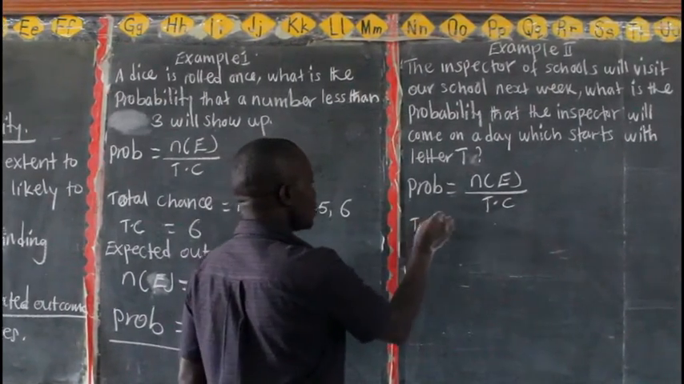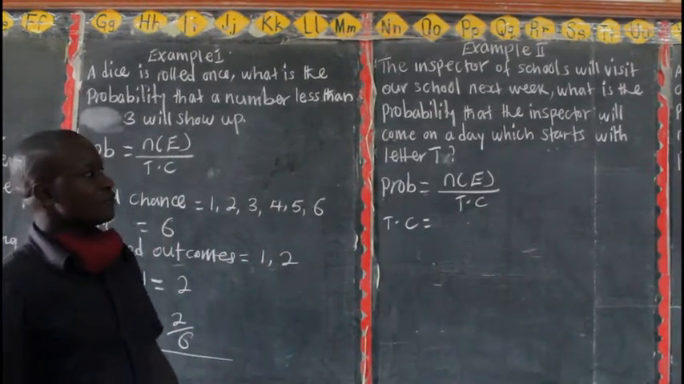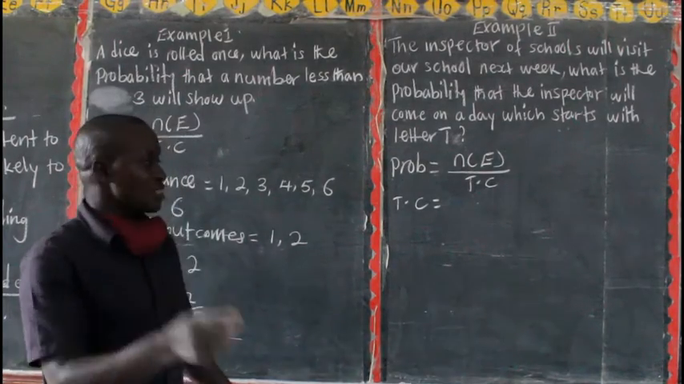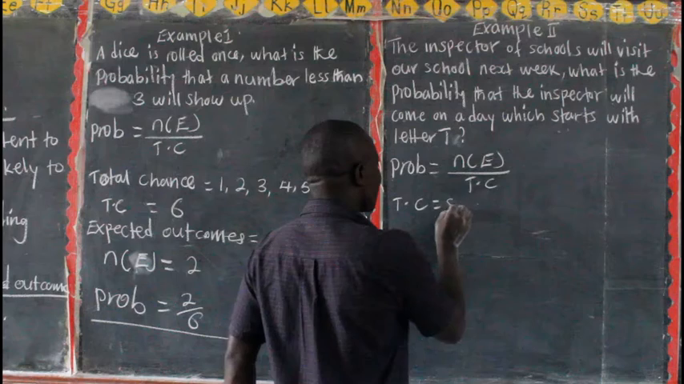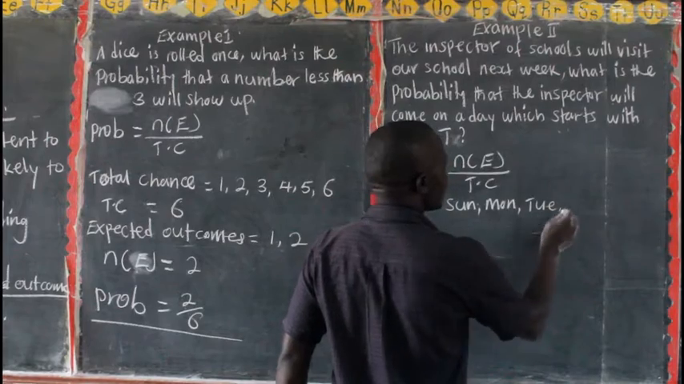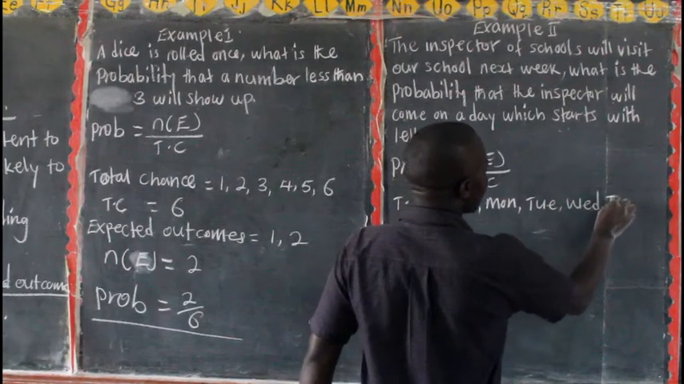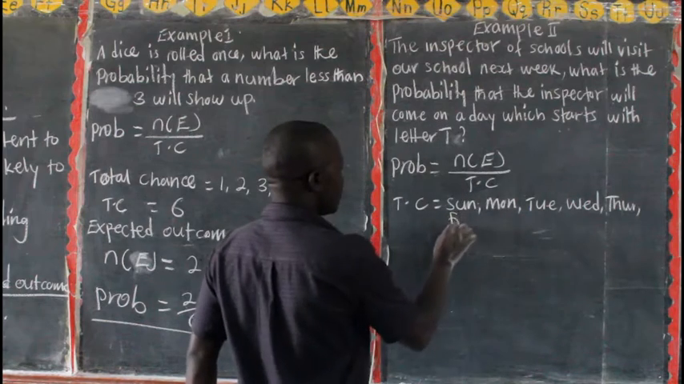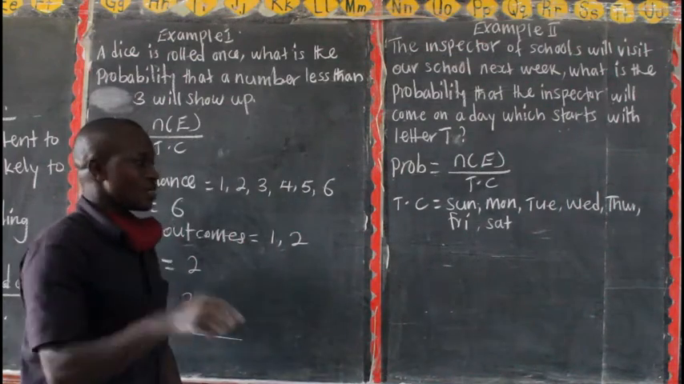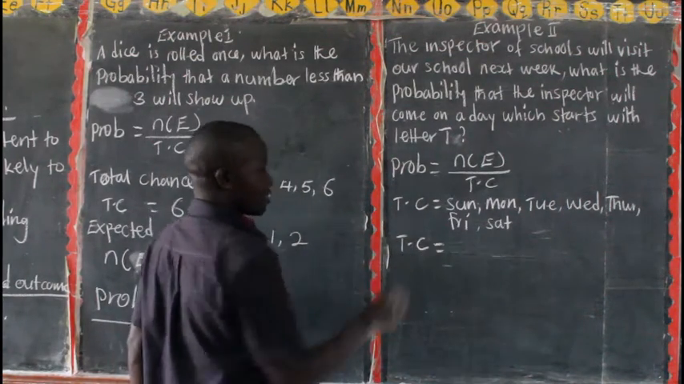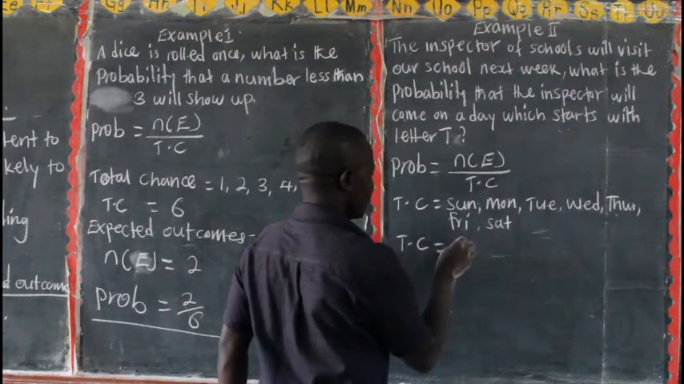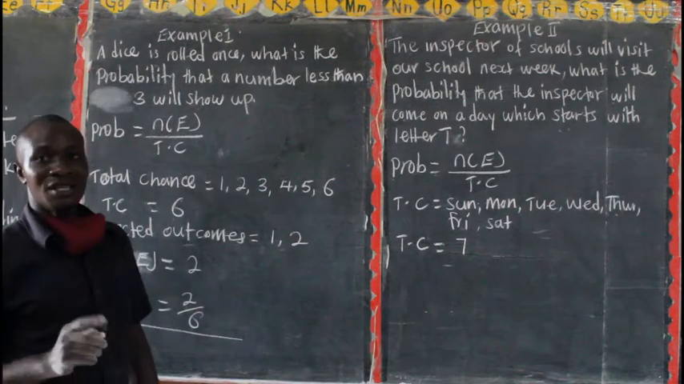Now let's look at total chances first. They are talking of days of a week. How many days are in a week? Let's first list them. There's Sunday, Monday, Tuesday, Wednesday, Thursday, Friday, and Saturday. Those are the days in a week. So the number of total chances will equal, let's count, 1, 2, 3, 4, 5, 6, 7.